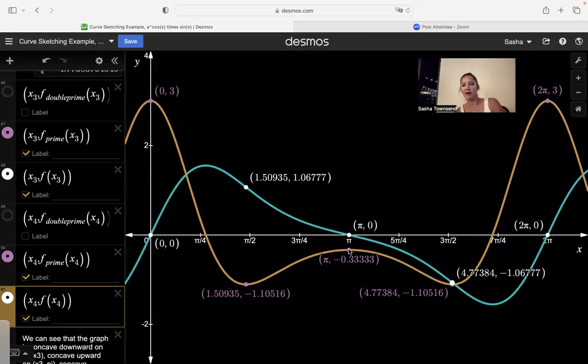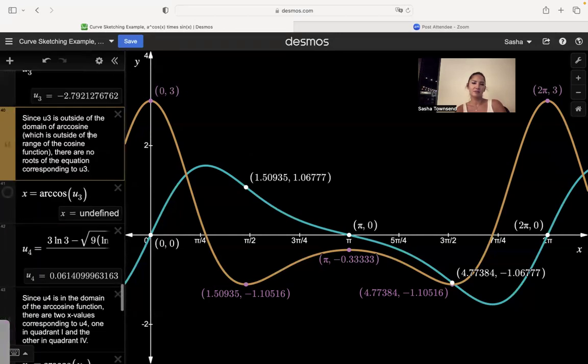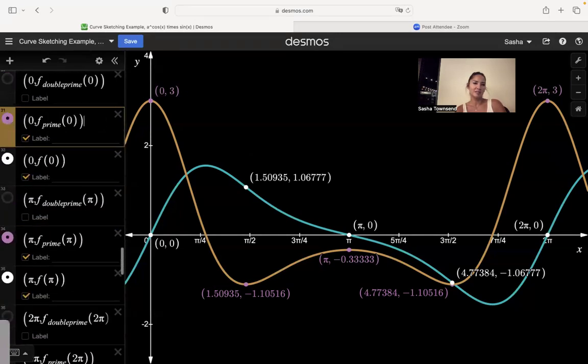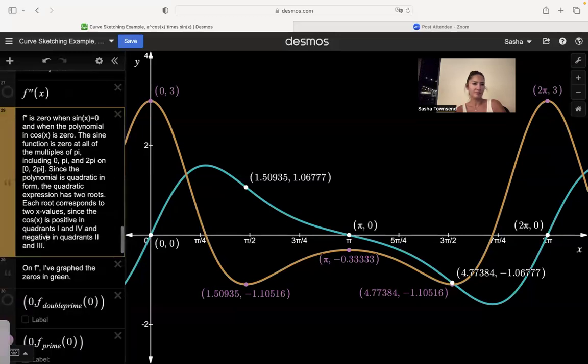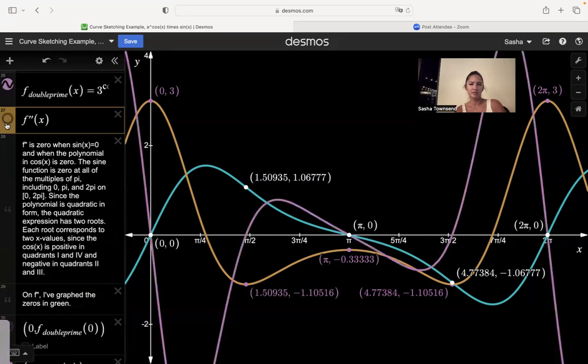And then from pi to 4.77, f prime is decreasing. When f prime is decreasing, the original function should be concave downward, and it is. And then the derivative is increasing from 4.77 to 2 pi. And so that means the original function should be concave upward, and it is. So between the first derivative and the second derivative, we can find all of those points of inflection and how they relate to the original graph.